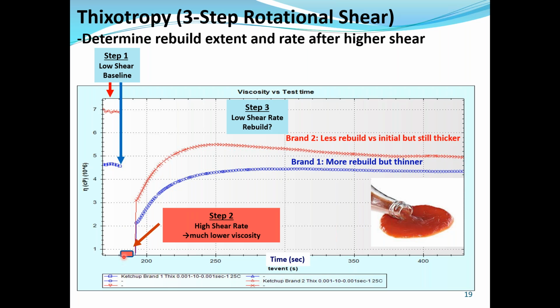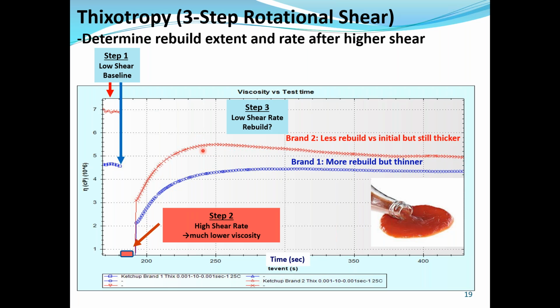However, once we take that higher shear off and go back to our baseline shear of 1 milli reciprocal second, you see that both ketchups rebuild very quickly. It's interesting to note that brand 2 here in red does not rebuild to the same extent in terms of percentage relative to their initial as brand number 1. We see that we're getting close to probably 90% with brand 1, but probably not quite, maybe about 70% of brand 2.